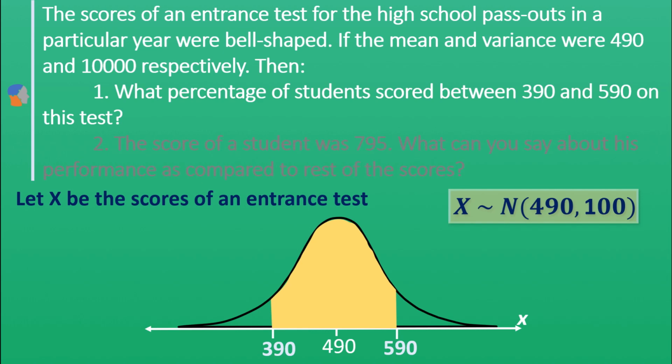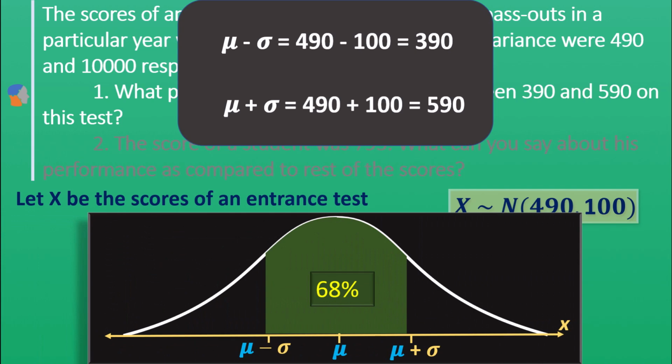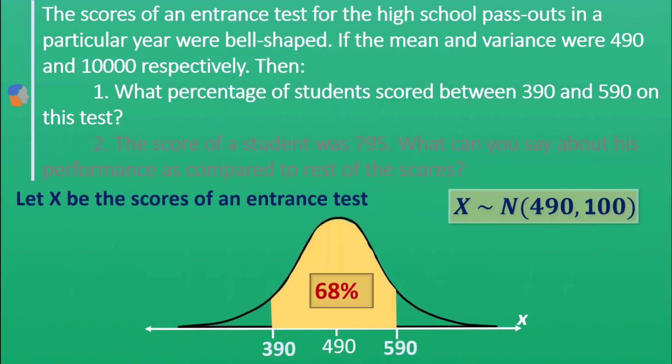Let me check how to get the 390. Mu minus sigma is 390. And also we know mu plus sigma is 590. That means this area is within one standard deviation. According to the empirical rule, within one standard deviation we have 68%. Therefore, we can apply this to our case. So we can say the percentage between 390 and 590 is 68%.